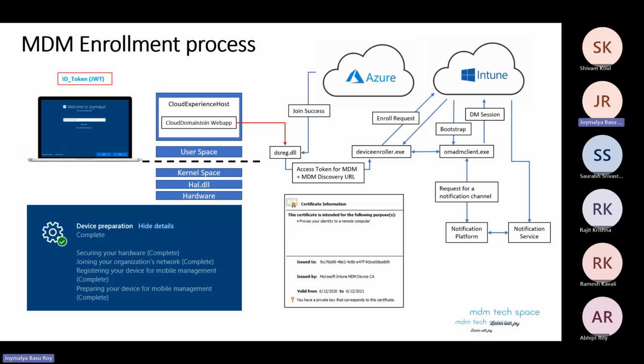Securing your hardware is about TPM ownership and TPM authentication. After that comes joining your organization's network, which is the Azure AD DRS process. Then comes registering your device for mobile management, which is the enrollment process shown on this screen. And the last step, preparing your device for mobile management, is when the device is waiting for the Intune management extension to get installed.